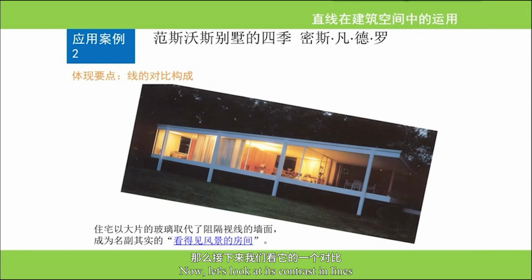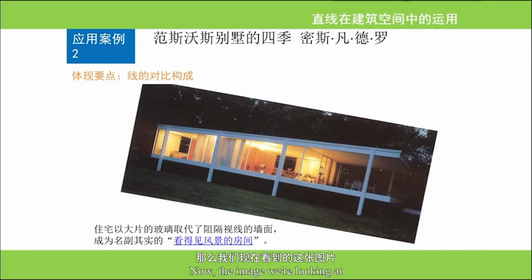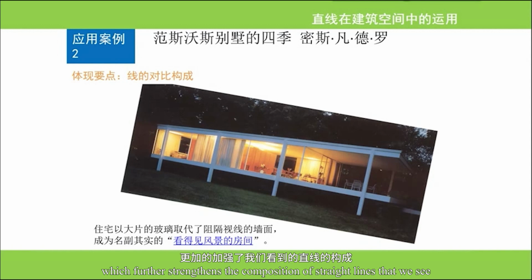Now, let's look at its contrast in lines. In this house, the lines embody a vertical relationship with variations in thickness within that verticality. And within those variations, there's also a contrast of solid and void. Now, the image we are looking at is the evening view of the Farnsworth House. You can see the lights are emanating from this pure white structure, which further strengthens the composition of straight lines that we see.